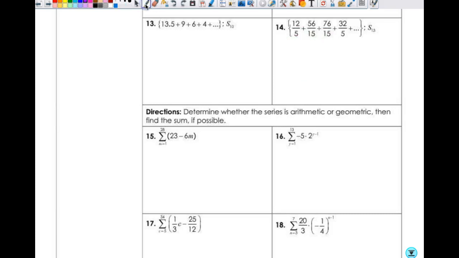So then, now I'm going to check the other. And if I do 56 over 15 minus 12 over 5, I get 4/3. So this is adding 4/3. But by itself doesn't mean anything. I got to do the next one. 76 divided by 15 minus 56 divided by 15. And I get 4/3. Okay, so that gives me a common difference. It's 4/3. Make sense? Because you got to know how to check them. So now that we have that, phew. All right.